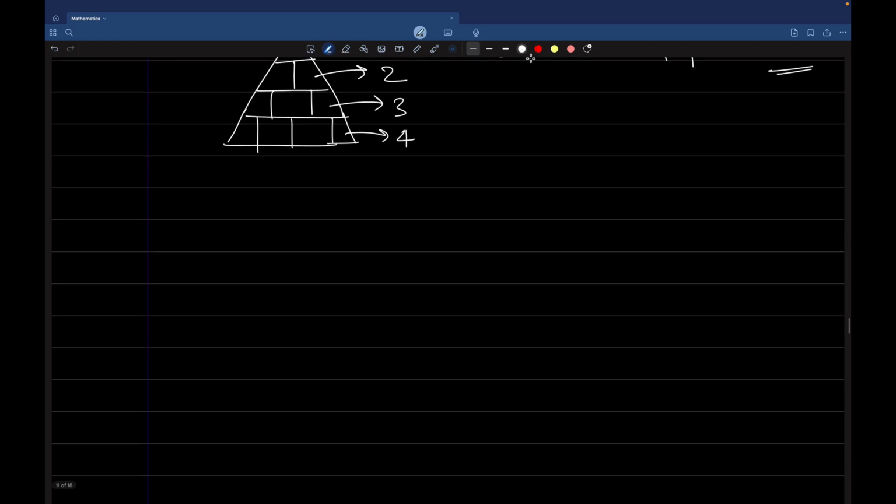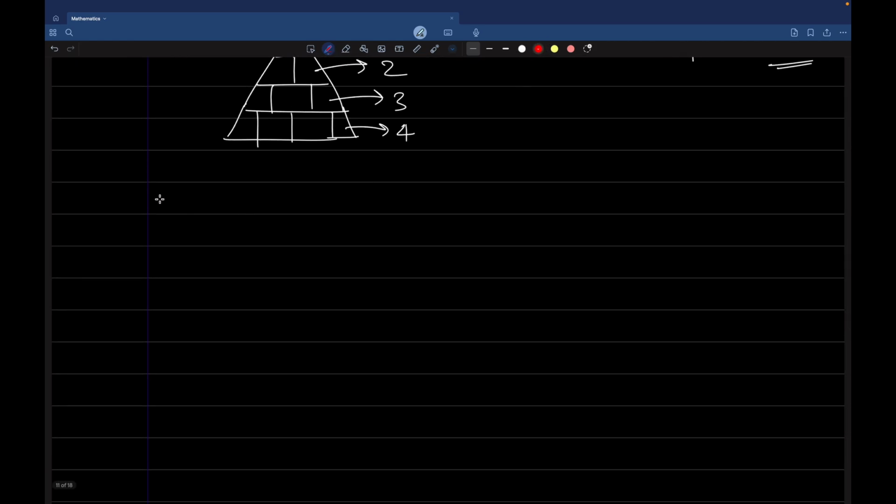Now the next question is: why are 1, 4, 9, 16, 25 and so on square numbers?